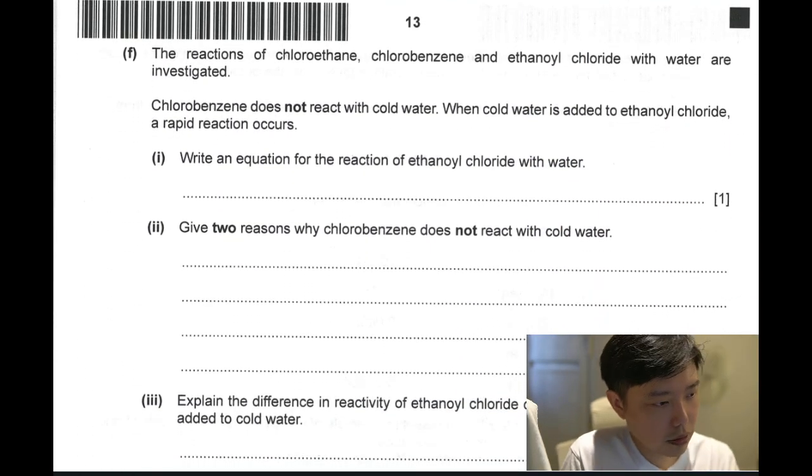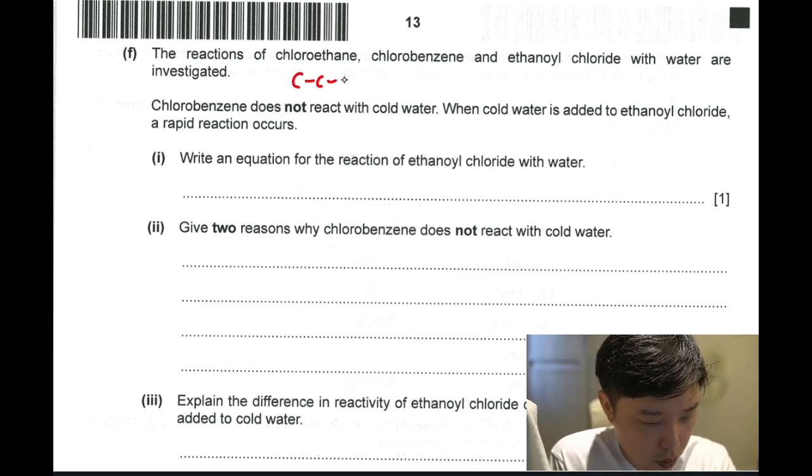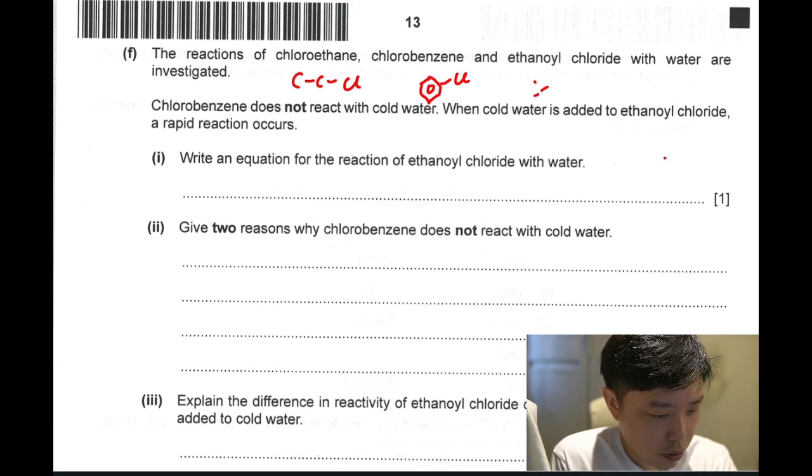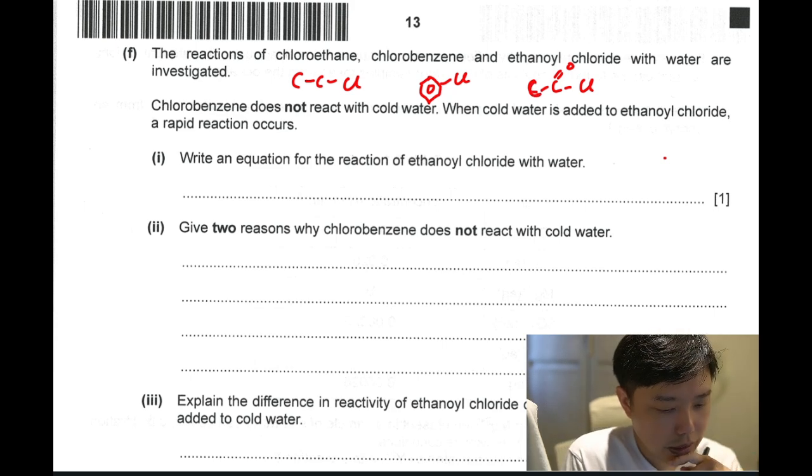Okay, let's look at this part F. I think this is the last part for question 4. The reactions of chloroethane, chlorobenzene, benzene ring with a chlorine, and ethanoyl chloride with water are investigated. Chlorobenzene does not react with cold water. When cold water is added to ethanoyl chloride, rapid reaction occurs.